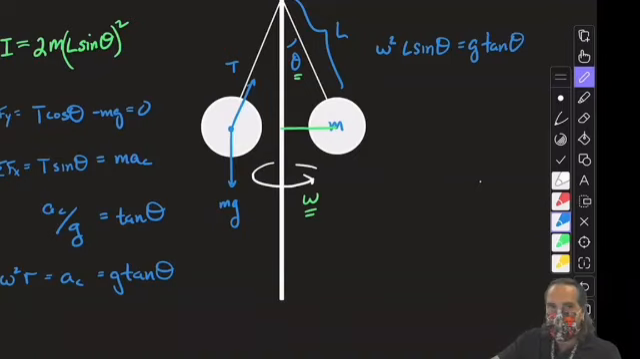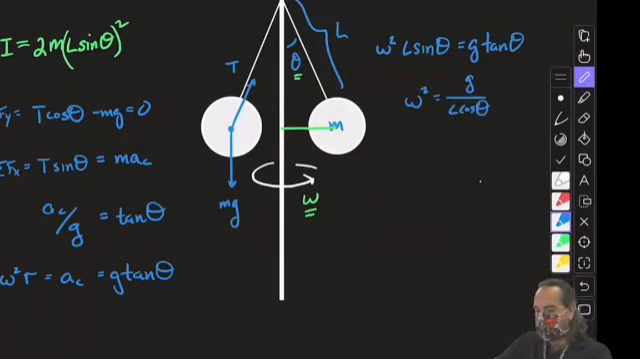Is this what you guys are doing? I mean, I'm done. I got one more thing to do here, and I get omega in terms of the angle. You see that the sine theta is canceled though, right? Because tangent is sine over cosine. I got a sine on both sides. So I've got omega squared equals g over L cos theta.